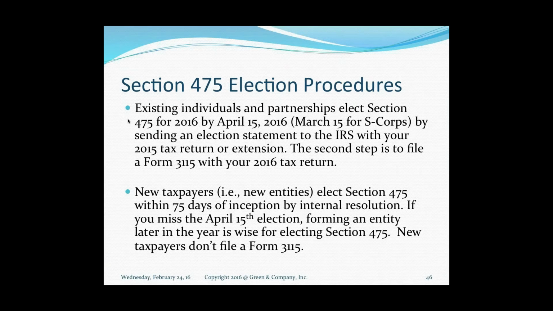Now, if we set up a new entity, that's a new taxpayer. There's a loophole for that. They get to elect 475 within 75 days of inception of the new entity by internal resolution, not with an external filing to the IRS. So if you miss the April 15th deadline as an existing individual or entity, you can always form a new entity to elect later in the year. If you start trading in July as an individual, you didn't know you had to elect something by April 15th.